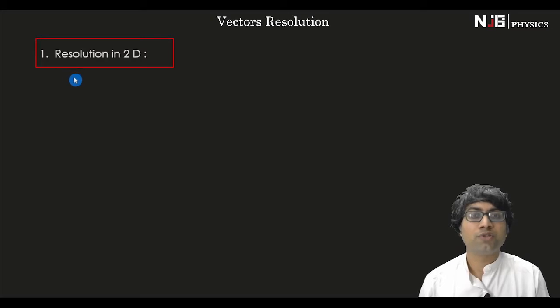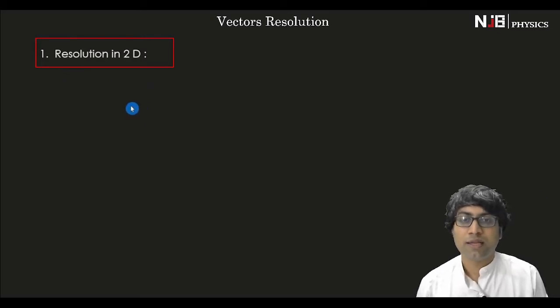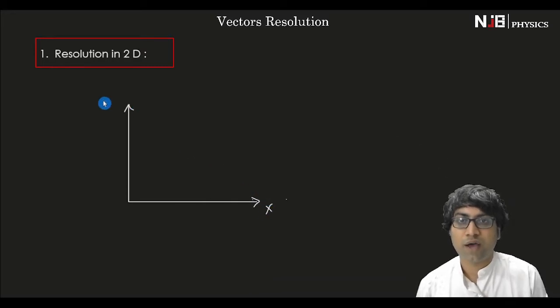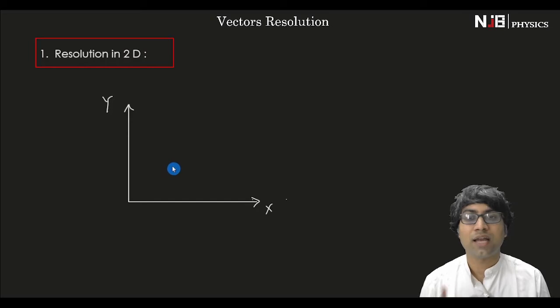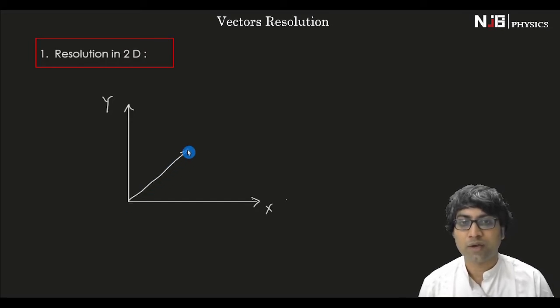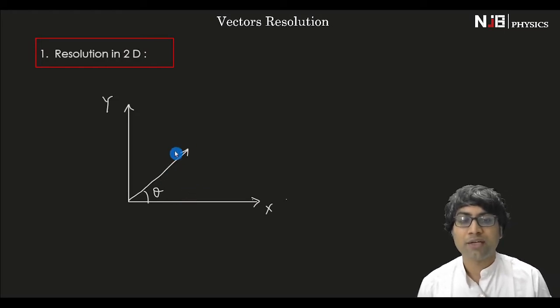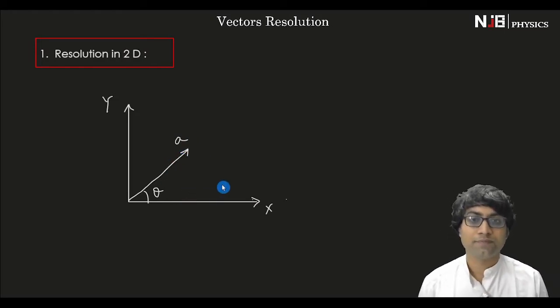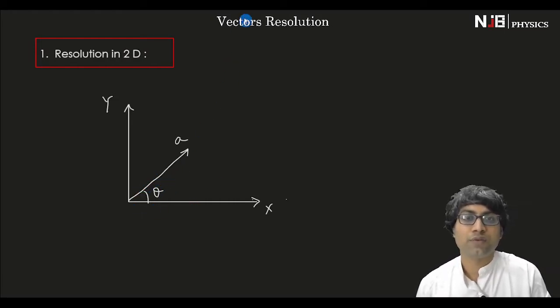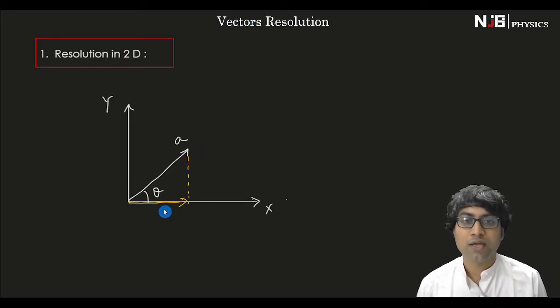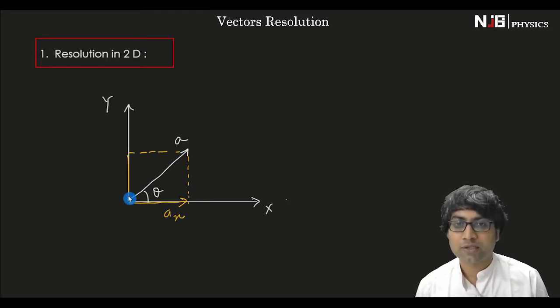So let's begin with resolution of a vector in two dimensions. Let's imagine that this is our coordinate axis. That means this is the x-axis and this is the y-axis, and a vector lies in the xy plane, making an angle theta with the positive x-axis, and the magnitude of this vector is equal to A. So we can resolve this A vector along the x-axis and along the y-axis. We will say that a part of this vector is along the x-axis, and that is this part, which we call Ax, and a part of this A vector will be in the y direction, which is this part.